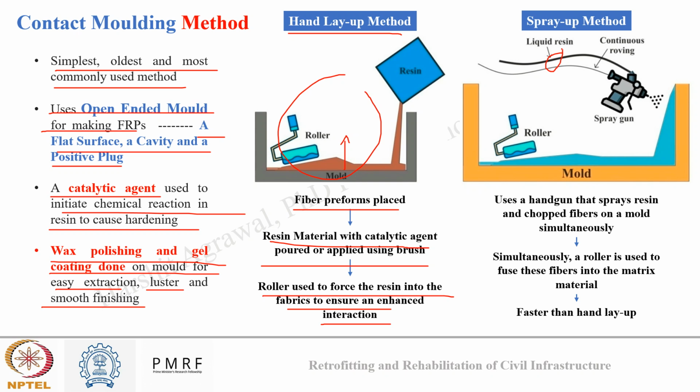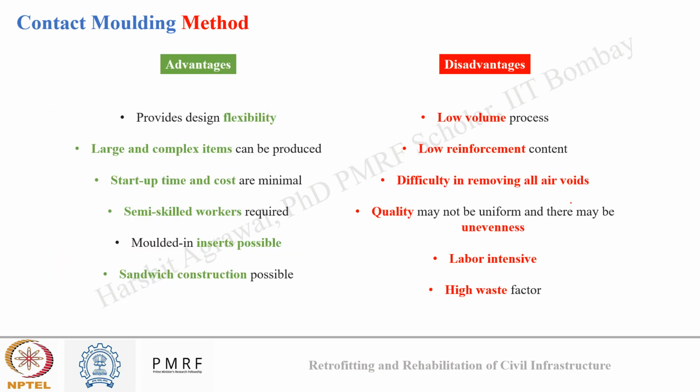Here the fibers that are used shall be fine since they are sprayed, as I told earlier, and simultaneously a roller is used to fuse these fibers into the matrix material. Since it is an automatic process, it is faster than the hand lay-up method. So contact molding, though widely used, has its own advantages and limitations. What are these advantages and limitations?